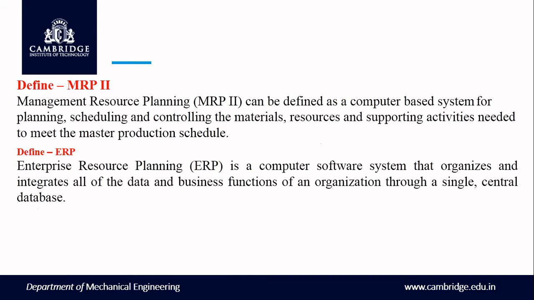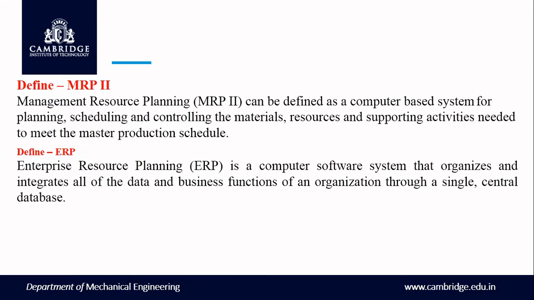And then one more thing is MRP2, that is material requirement planning 2, or we can call it manufacturing resource planning. It can be defined as a computer-based system for planning, scheduling and controlling the materials, resources and supporting activities needed to meet the master production schedule. Don't get confused: the master production schedule is something that can be used in an assembly line.